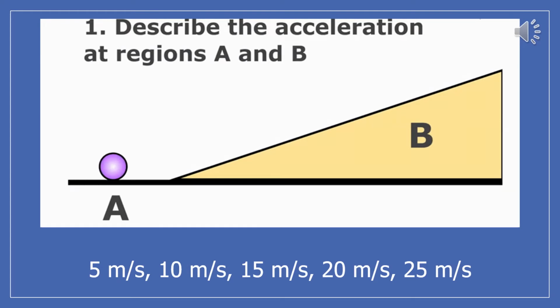Constant acceleration means that the velocity of an object changes by the same amount each second. For instance, if the velocity of an object always increases by 5 meters per second, then it has a constant acceleration.